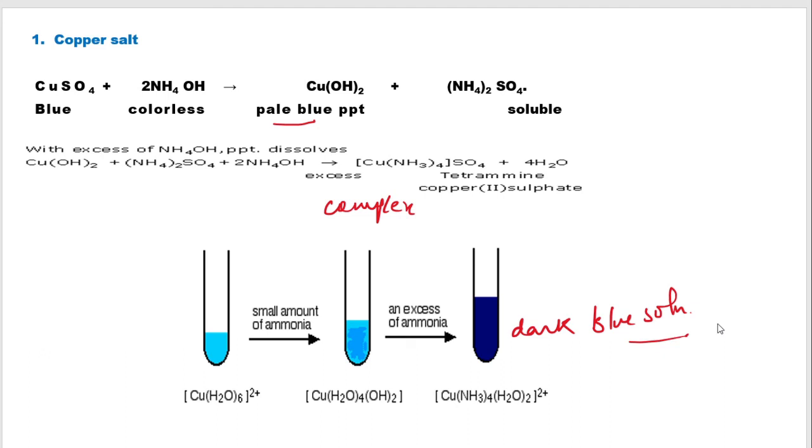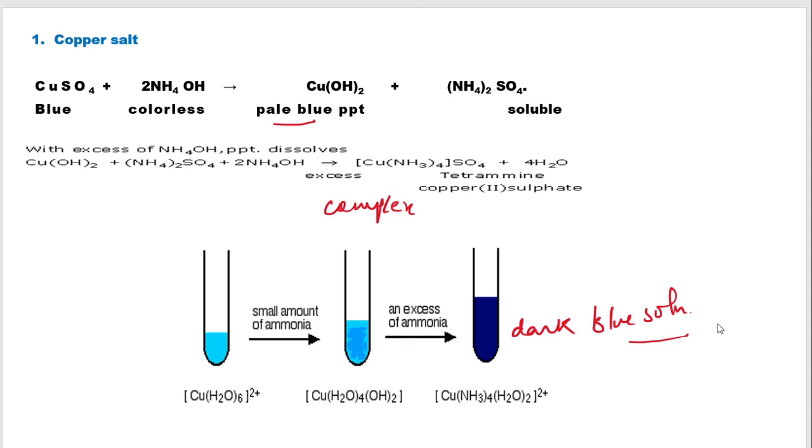So you are given a solution of copper sulfate, you add ammonium hydroxide dropwise, you will form a pale blue PPT. Now when you add excess of it, due to the formation of this tetraamine copper sulfate, a complex salt, the pale blue PPT dissolves and it results in formation of a dark blue solution. So this happens only in presence of ammonium hydroxide, not in presence of sodium hydroxide.